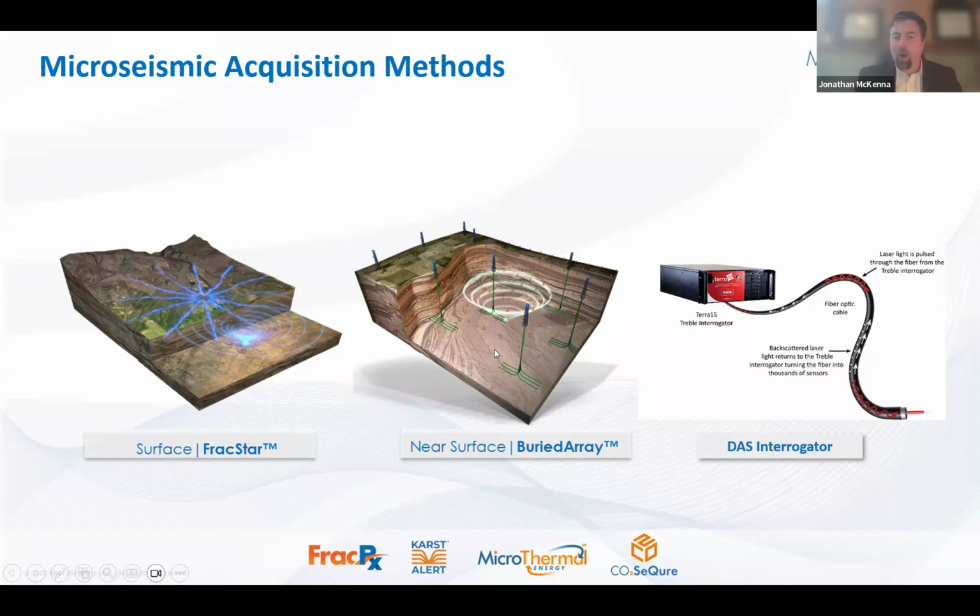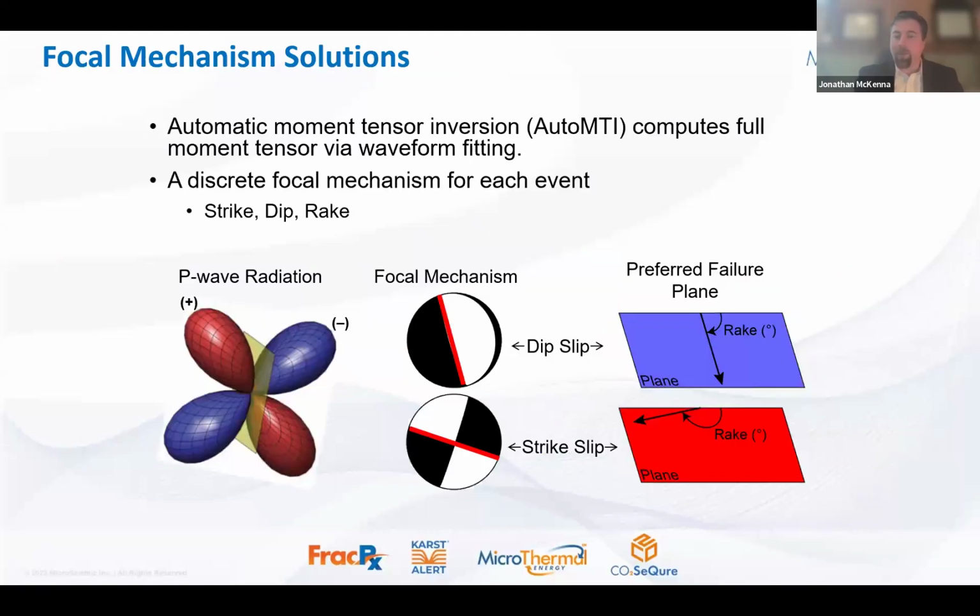And then for more permanent installation, we have a buried array. These geophones are installed about 300 feet underground to minimize noise, cultural noise at the surface. And then we can also measure using a DAS interrogator, using fiber optic cable, and that can be done more downhole. Mostly what I'm going to be presenting on today is from monitoring from the surface for just microseismic event locations.